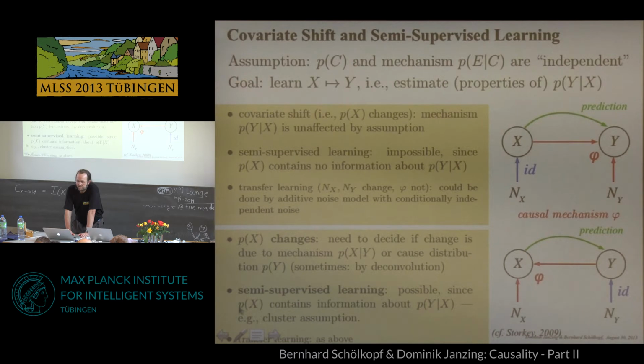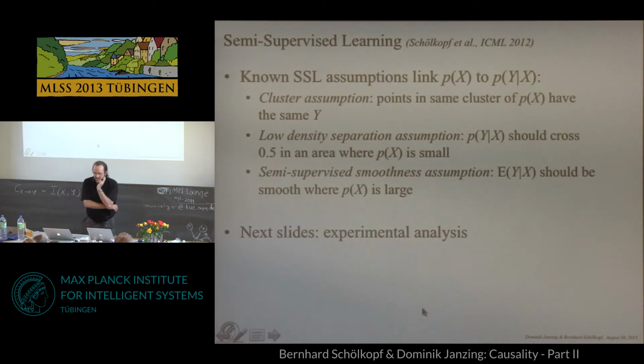That's great, because then with additional data of P of X, we should be able to construct methods to get more information about P of Y given X. And actually, the assumptions that people have come up with to justify semi-supervised learning are exactly about this kind of connection between P of X and P of Y given X, only that people don't think of it from the causal point of view.